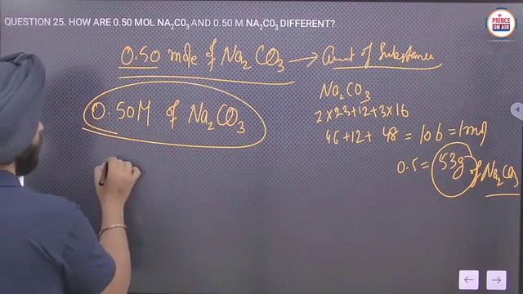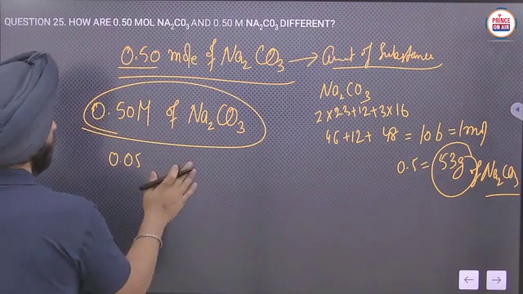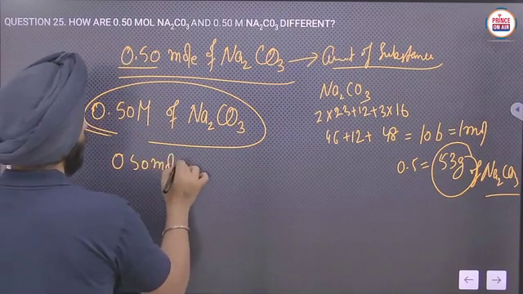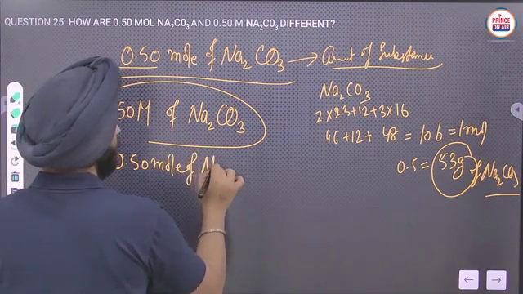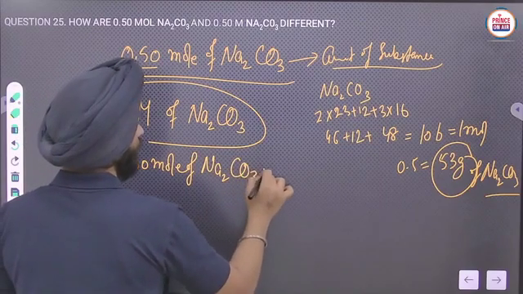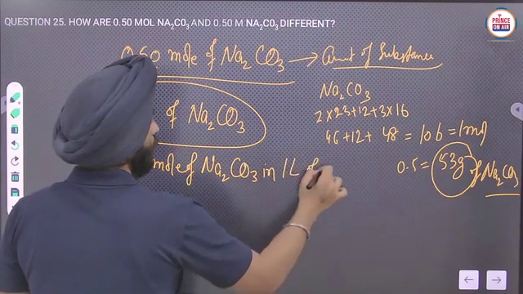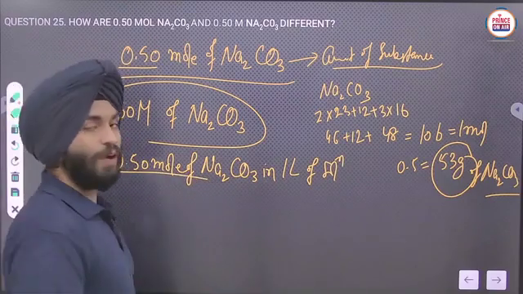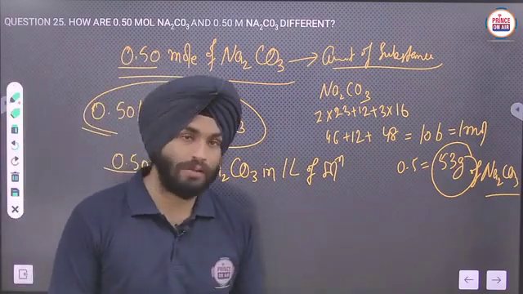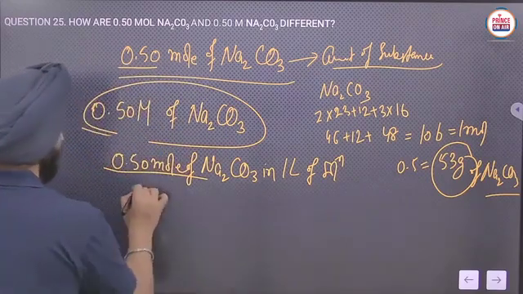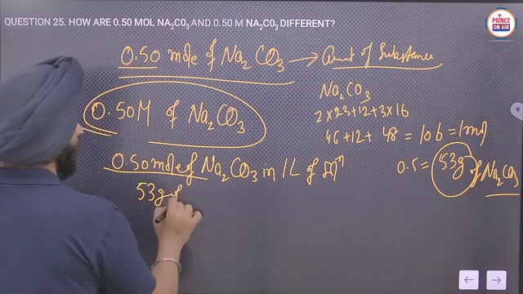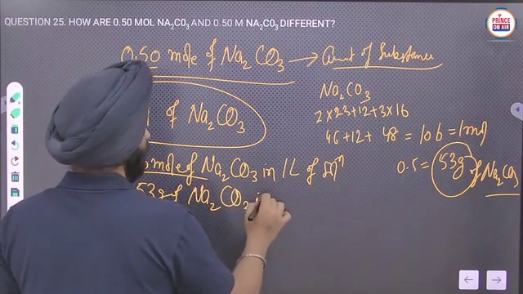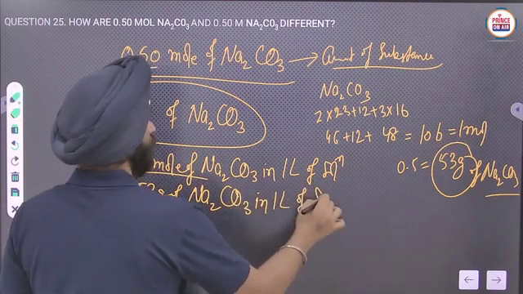It means that 0.50 moles of Na2CO3 in 1 liter of solution. Okay, 0.50 moles of Na2CO3 means 53 gram of Na2CO3 in 1 liter of solution.